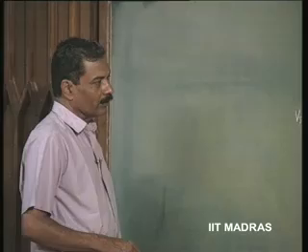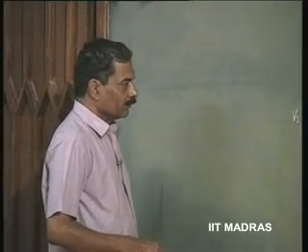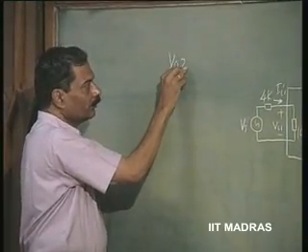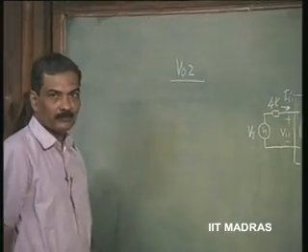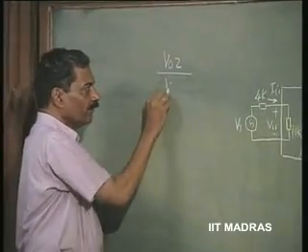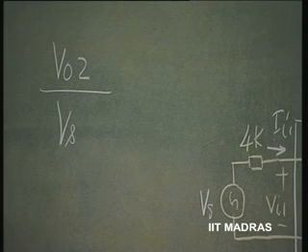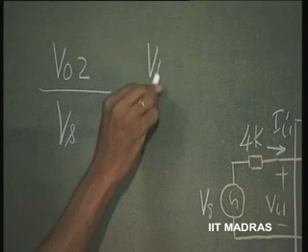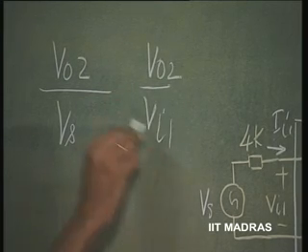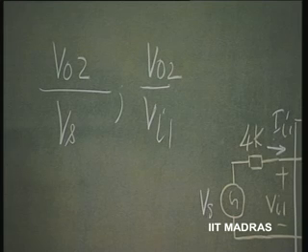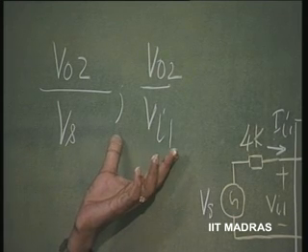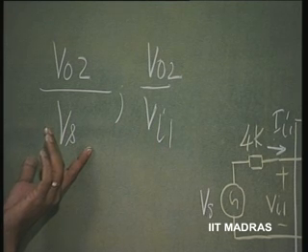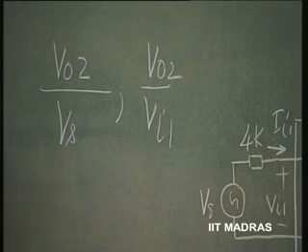So how do we now solve? For example, we would like to know V02, which is the final output voltage, divided by Vs. This is one voltage gain we would like to know. Another voltage gain is V02 divided by Vi1. This is the overall amplifier voltage gain. This we have defined. This is from the transducer, the voltage gain, including the source resistance.